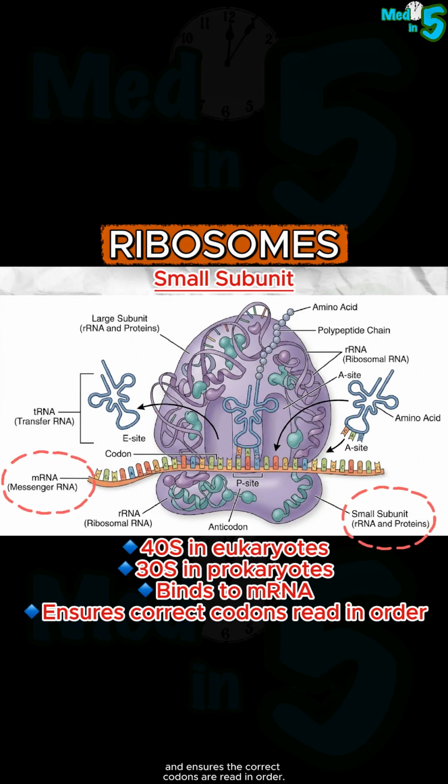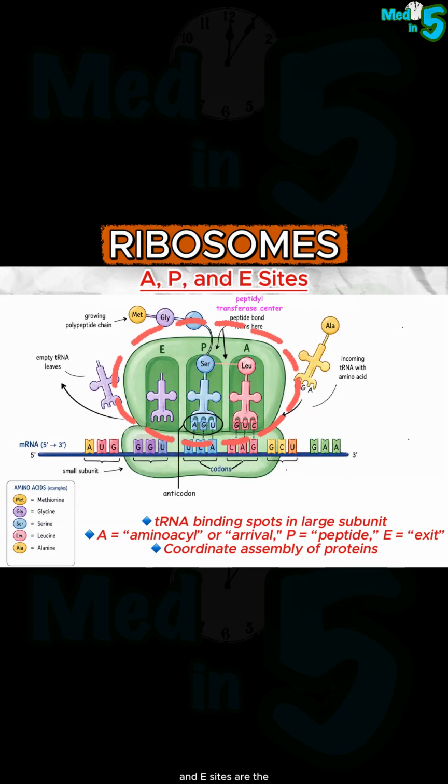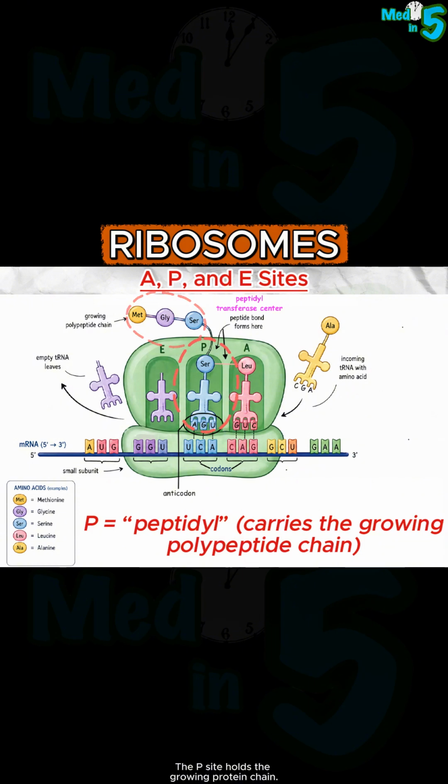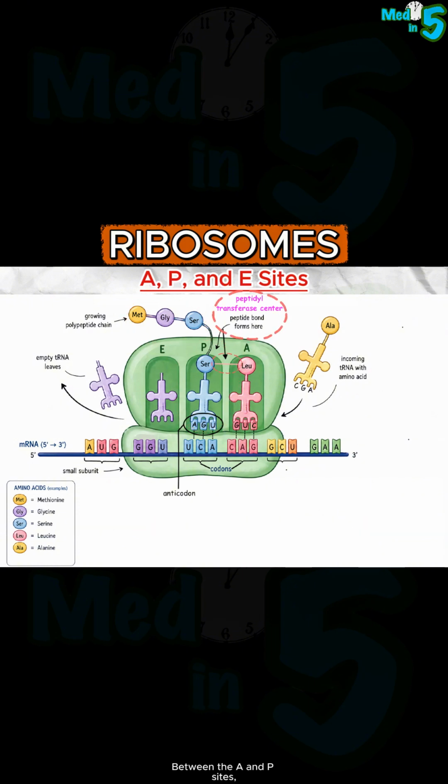The A, P, and E sites are the tRNA binding spots in the large subunit, with names corresponding to aminoacyl or arrival, peptide, and exit. Together, they coordinate the step-by-step assembly of proteins. The A site brings in new tRNA with amino acids. The P site holds the growing protein chain. Between the A and P sites, the peptidyl transferase center stitches the new amino acid to the protein chain. The E site releases empty tRNA.